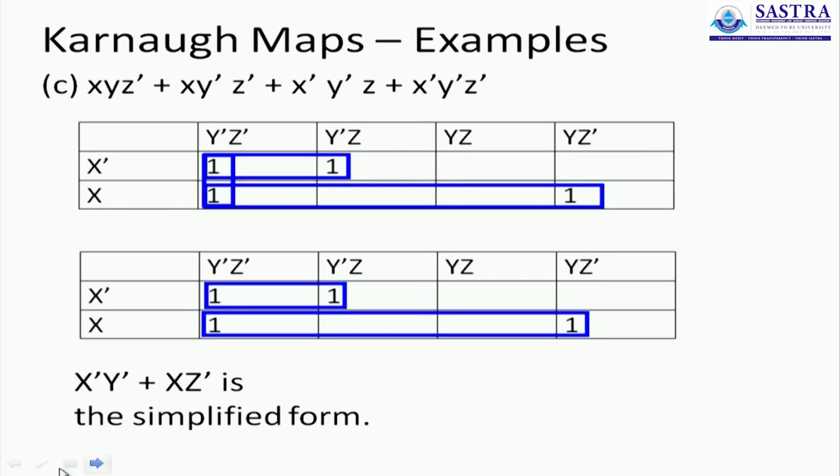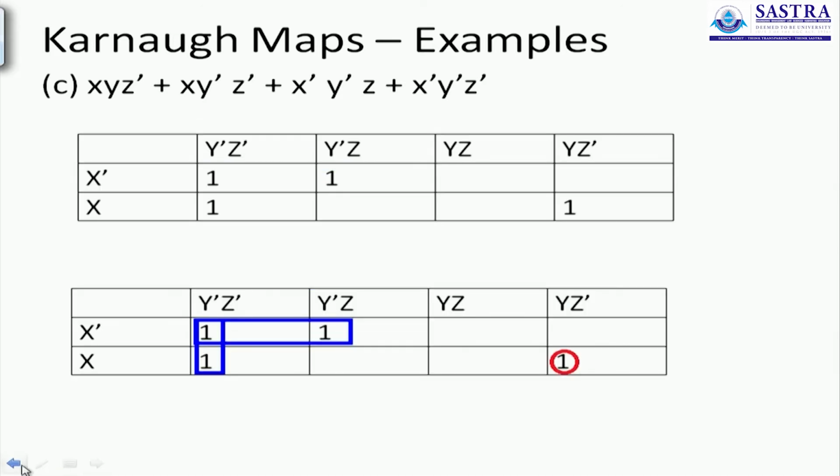Next up we have x, y, z bar. So x, y, z bar is this. X, y bar, z bar is this. X bar, y bar, z is this. X bar, y bar, z bar is this. So looping can happen in 2 different ways. I will show you both.